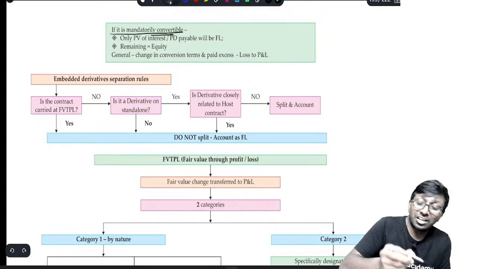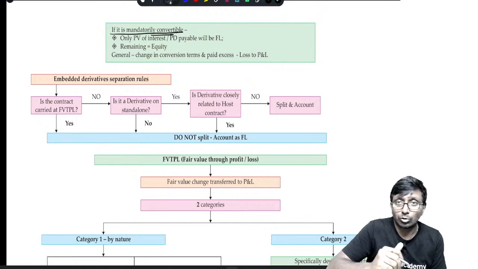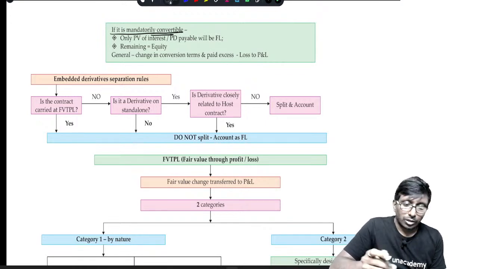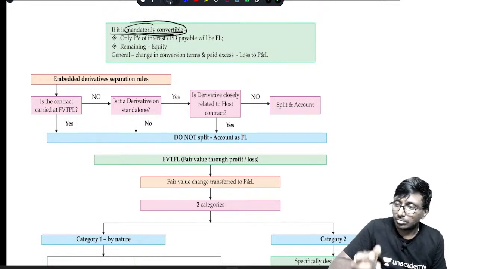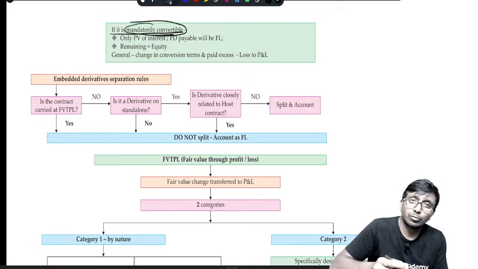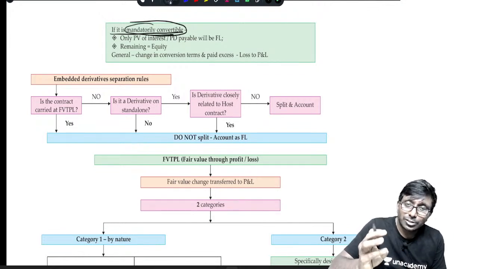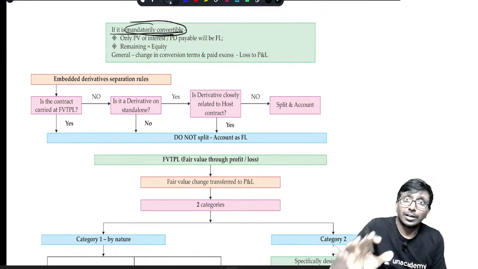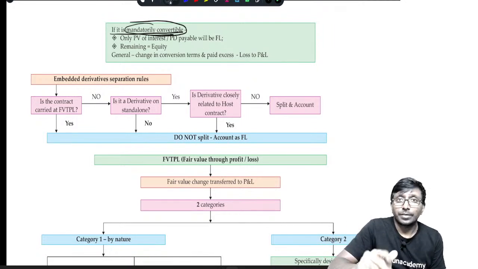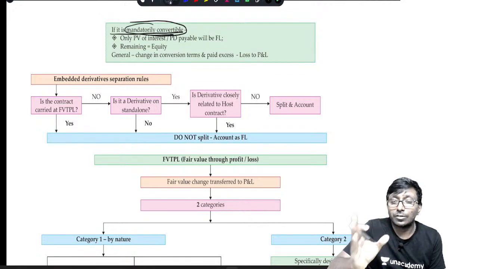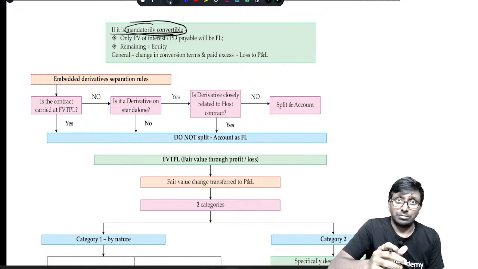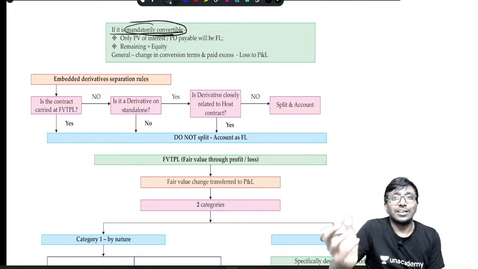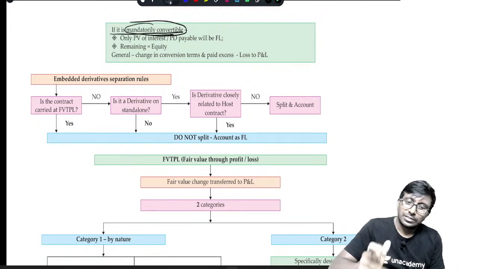Is it mandatory? If it is mandatorily convertible preference shares, they have asked one question in the recent past. Mandatorily convertible debentures, mandatorily convertible preference shares. Then what are we supposed to do? Mandatorily convertible means I have an obligation only to pay interest. I don't have an obligation to pay principal. They cannot come and ask me for principal repayment, but they may ask me for interest until I convert it.